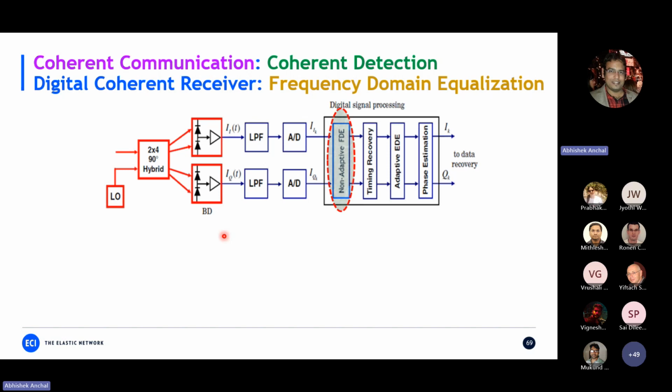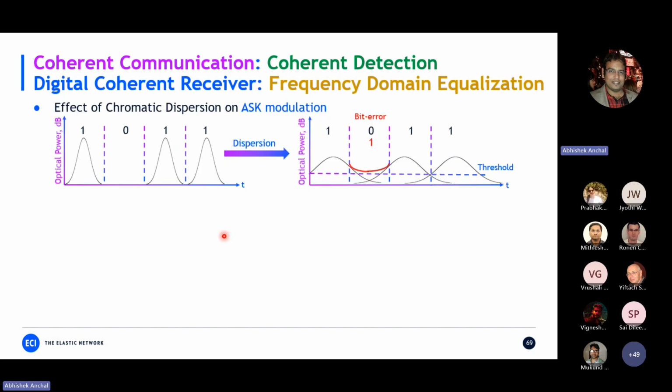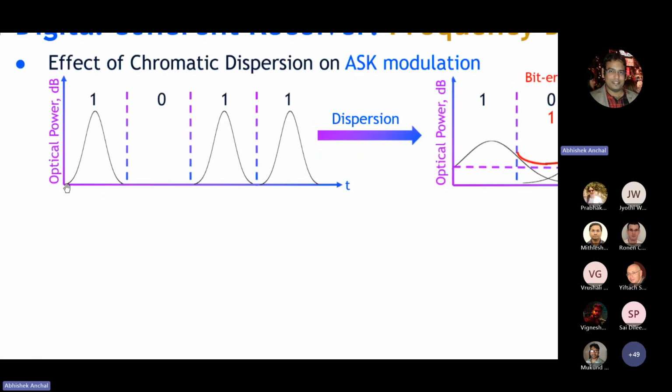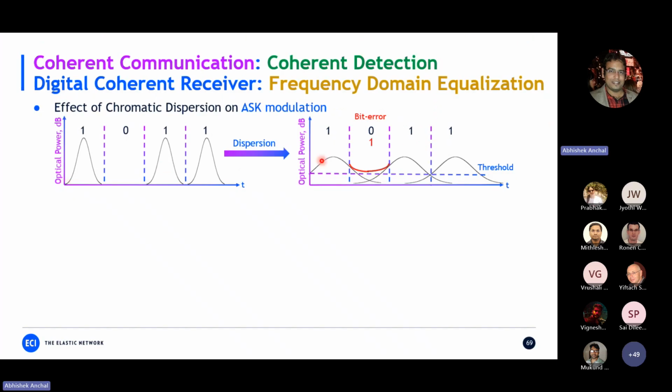Okay, the next part is the non-adaptive FDE, and here is an important concept, because we see it in our optical network as well: the effect of chromatic dispersion. If it is just an OOK signal, intensity modulation, you can see that because of the dispersion the pulse gets broadened, and some of the pulse can interfere with other durations and cause a bit error when you apply a threshold.